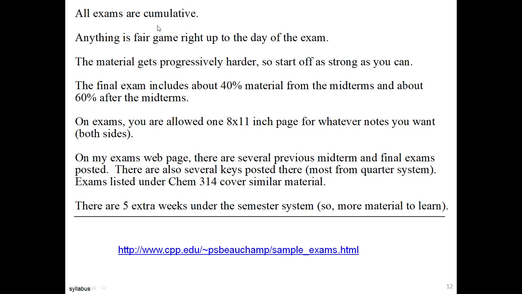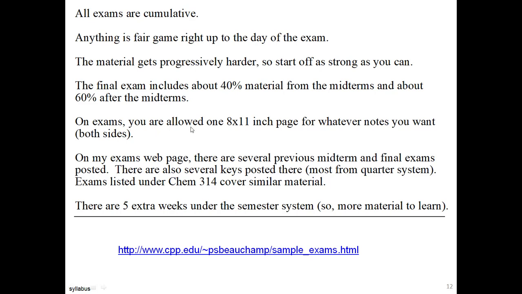All the exams are cumulative. Anything that I discuss or is in the reading is fair game on the day of the exam. Remember, the material gets progressively harder, so you want to start off strong. Final exam, it's about 40% of previous material from the midterms, and then maybe 60% of the material after the midterms. So, as you do the midterms, you get a little extra credit on the subsequent exams.